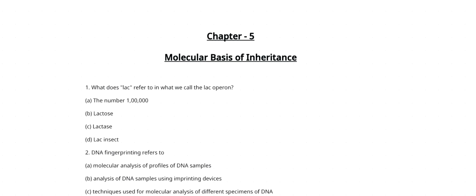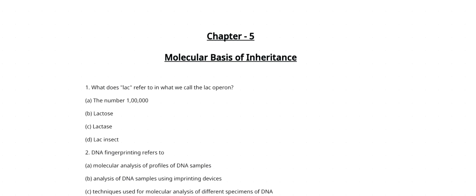And today we are focusing exclusively on MCQs from chapter 5, that is molecular basis of inheritance, which is a crucial topic for our NEET exam. Okay, so let us begin with our first question.